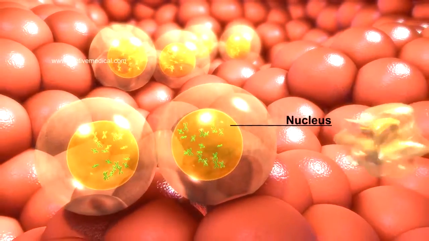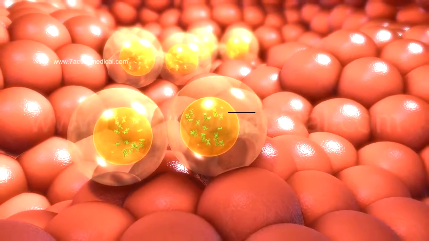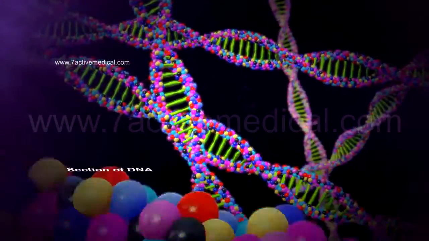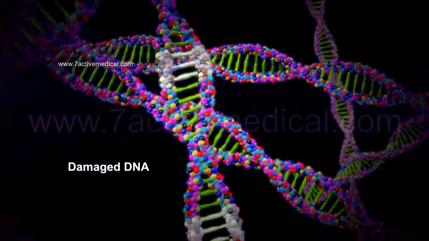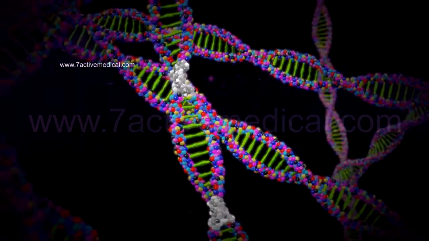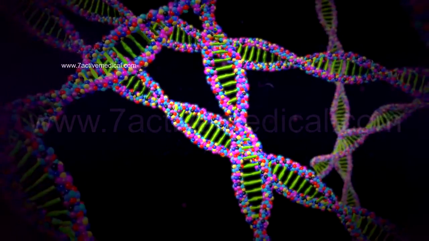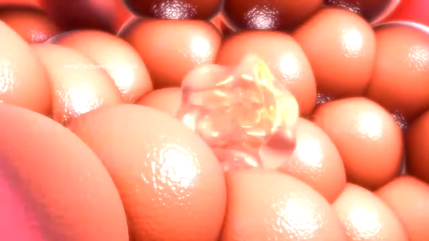The genetic material or DNA inside the nucleus contains the information necessary to execute this process. If the DNA in the nucleus gets damaged, it either repairs itself or sends instruction to the cell to die.